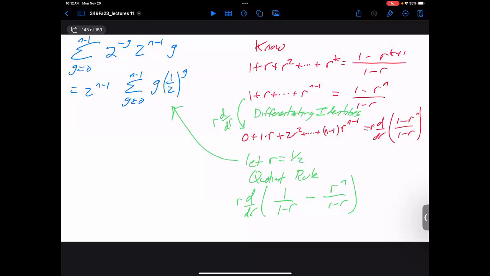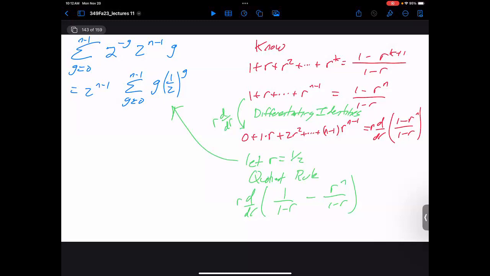dot dot dot plus n minus 1 r to the n minus 1 is just r times the derivative with respect to r of 1 minus r to the n over 1 minus r. And now we can just go through and figure out what this is. All right, so we would have to differentiate this term by term. Is anybody looking forward to differentiating this? What rule do you have to use?